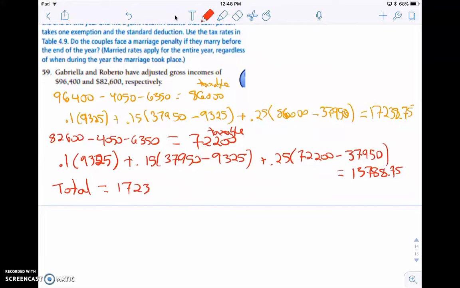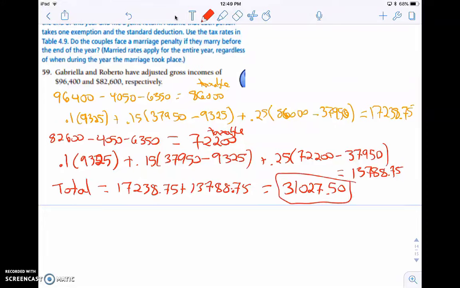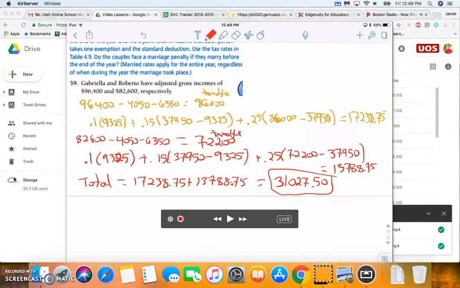So if we combine their taxes when they're single, the total tax here is going to be, we take the $17,238.75 plus $13,788.75, and their tax burden for that year is $31,027.50, which would be rounded to $31,028. But that would be the total tax paid for their incomes when they file singly.